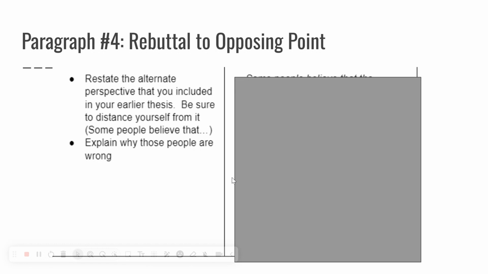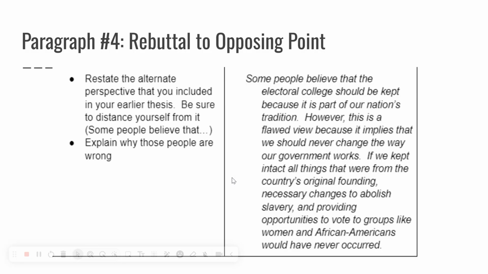So you started your thesis by identifying what other people believe about this question that you disagree with. If you remember, we started our thesis statement by saying, although some people believe the Electoral College shouldn't be abolished because of tradition, I'm just going to restate that now. Some people believe that the Electoral College should be kept because it's part of our nation's tradition. This is the last paragraph. I'm identifying what other people believe. This is what I started my thesis statement with.